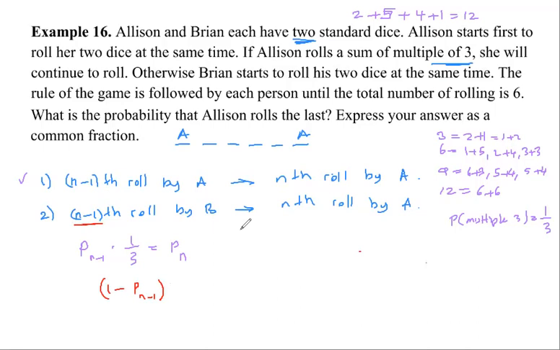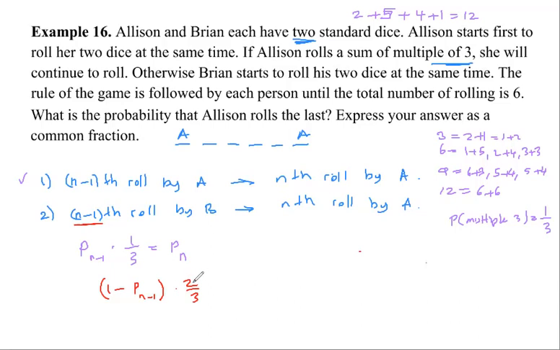And if we want Brian to lose, because we want the next roll to be by Allison, we need to multiply this by 2/3, because winning was 1/3, so losing is 2/3. So Brian should lose on the previous turn, so we can get the next turn for Allison. Does this make sense?